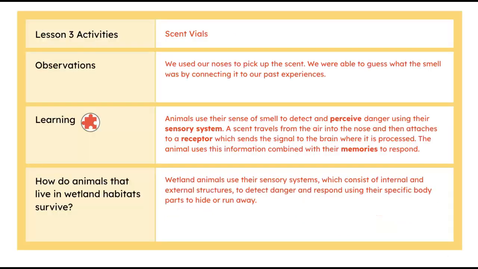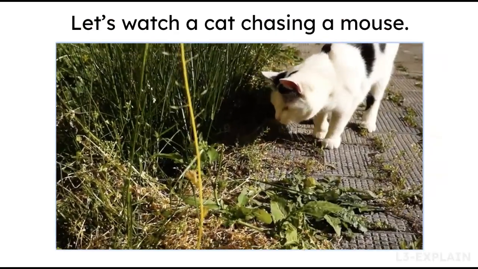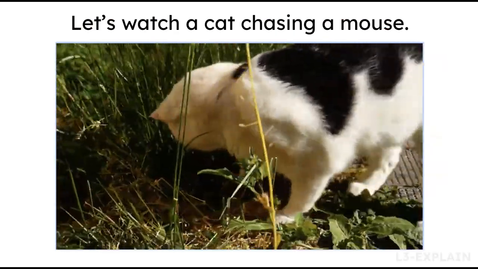The goal of this class discussion is to identify how animals use their sense of smell and memories to distinguish and respond to scents in their habitat. You'll use the discussion to create the Lesson 3 summary chart. By the end of the discussion, students should understand that wetland animals use their sensory systems, which consist of internal and external structures, to detect danger and respond using their specific body parts to hide or run away. During the discussion, you'll show the video of a mouse and a cat.